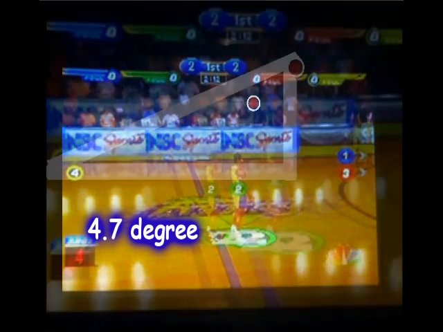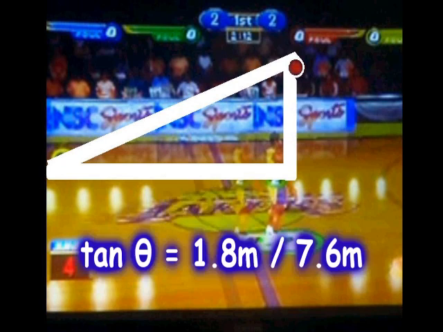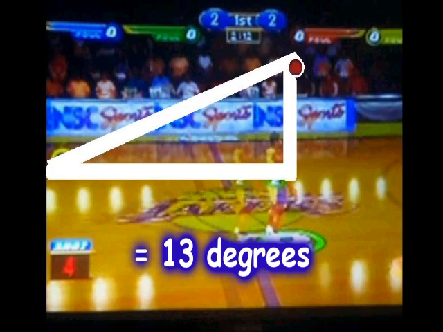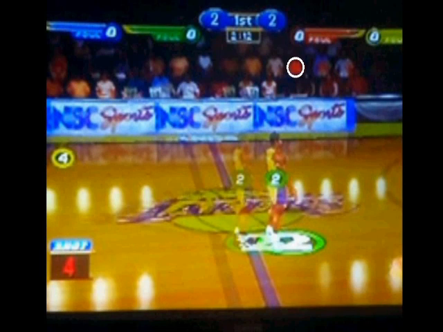Using our distances of 1.8 and 7.6, we're going to recreate another right triangle to find the angle of the pass in this game. Using the inverse tangent formula, once again, we get an angle of 13 degrees. That's way more than the 4.7 degree real life angle. So we know that the maximum vertical distance, horizontal distance, and launch angle are all off by a considerable amount.